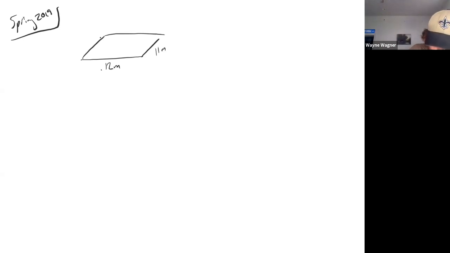Okay, so this is going to be the final exam, spring 2019. You have a block of a mystery material, 12 centimeters long, 11 centimeters wide, and 3.5 centimeters thick, 0.035 meters thick. Its mass is 350 grams.